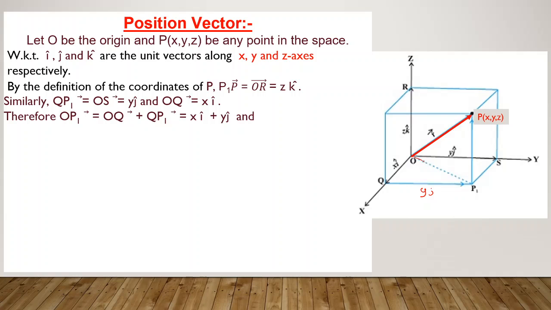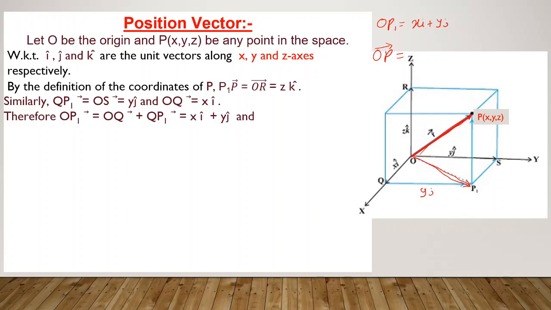Now I want OP1. So what will be OP1? Please apply the triangle law of addition. So OP1 is equal to xi plus yj. Okay. Then now let's come back to OP. I want OP, not OP1. Now I want vector OP.